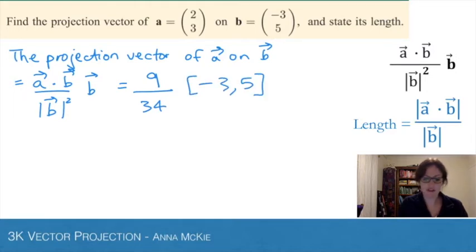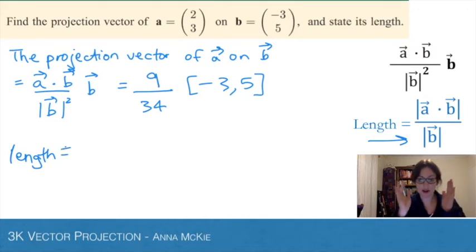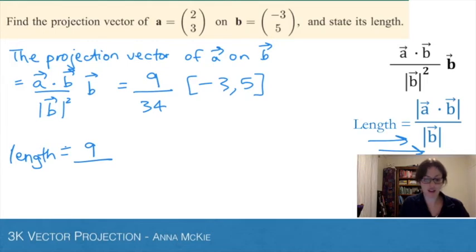So reading the question, find the projection vector. So check, we've done that, and state its length. 2 ways of thinking about this. You can follow the length formula that we've got over here and just substitute the numbers in, which would give you the size of the dot product, well, the modulus was 9, and that's over the magnitude of B, which was the square root of 34. So that's using the formula.